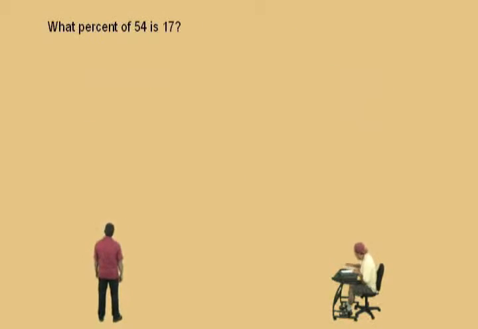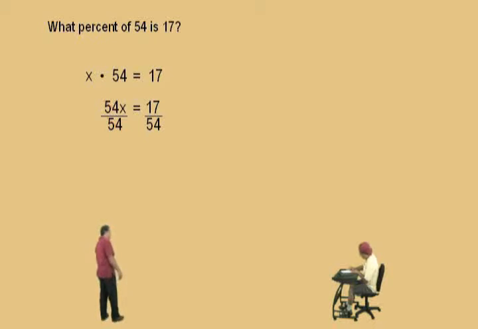Here we go, Charlie. What percent of 54 is 17? Just relax, Charlie. Use the force. Here we go. What percent? That's our x. Of 54 is 17. There you go, Charlie. So there's your equation. Now remember, x times 54 is the same as 54 times x, which is 54x, right? So 54x equals 17. What do we do, Charlie? Divide both sides by 54. Very nice. The 54's cancel out, and our answer as a fraction is 17 over 54.